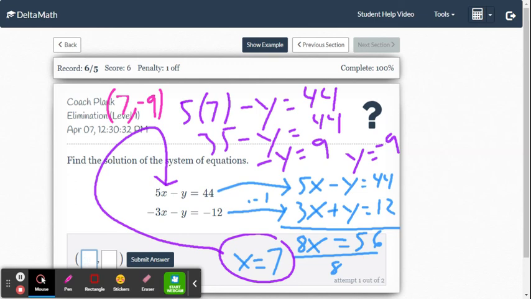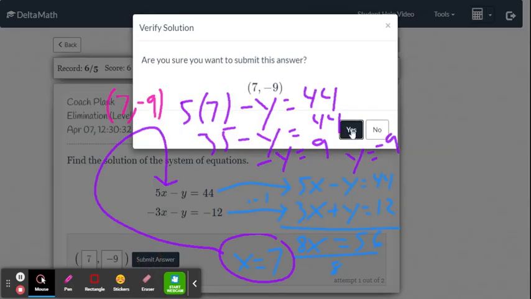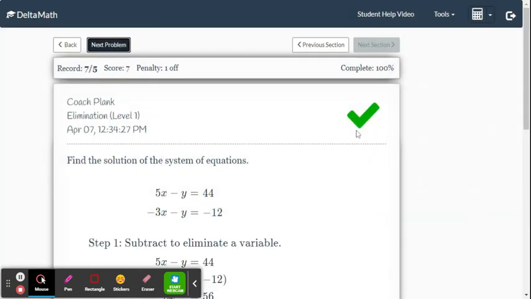All right, so we type in 7 for the x, and then we type in -9 for the y. We're going to submit our answer. It says, are you sure? Yep, we're sure. And boom, we got it correct.